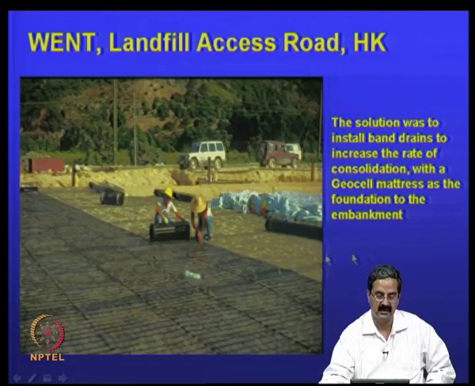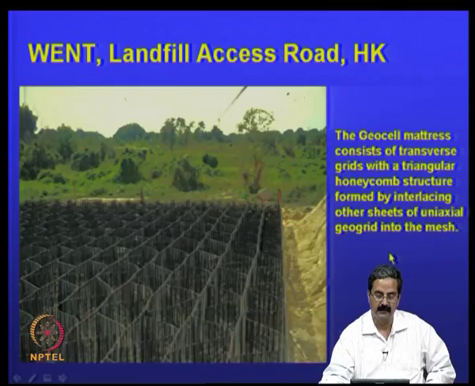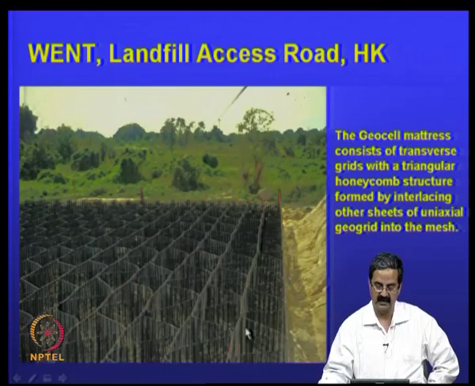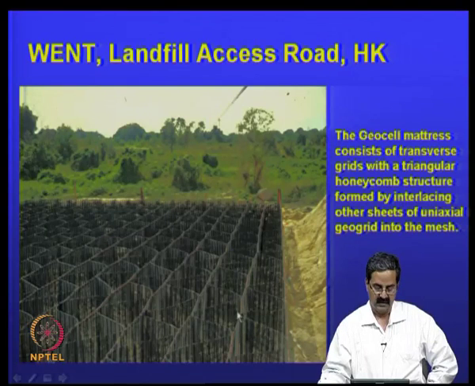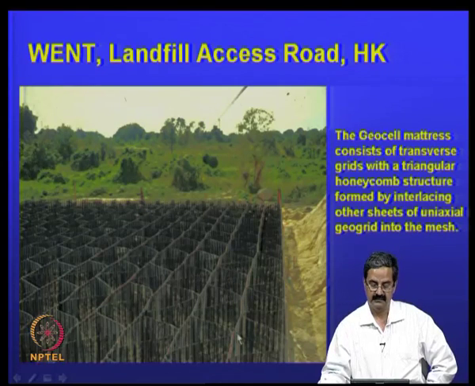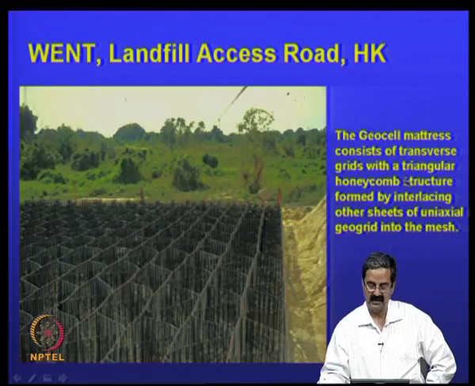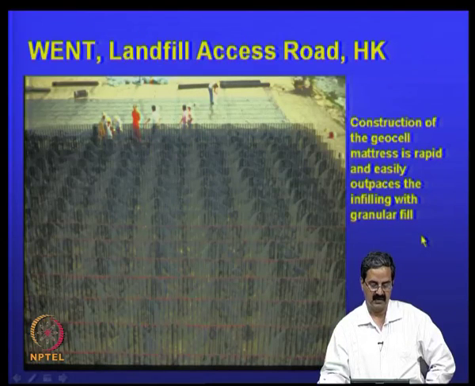This is another one that shows what they are doing here. You can see how they placed a geocell here. Okay, it comes like this. This is a geocell. The geocell consists of transverse grids with a triangular honeycomb structure formed by interlacing other sheets of uniaxial geogrid into the mesh. This is how it looks.